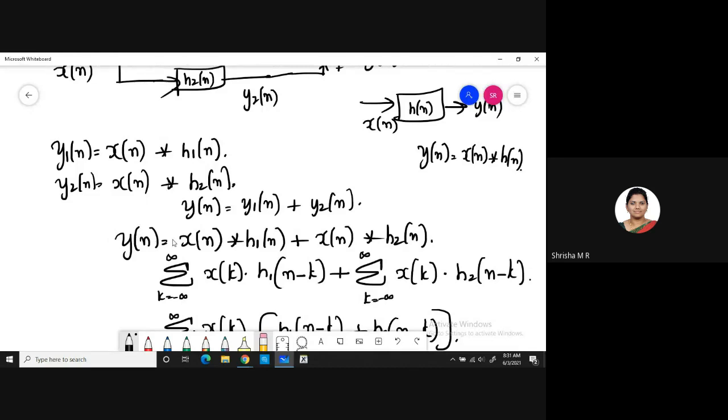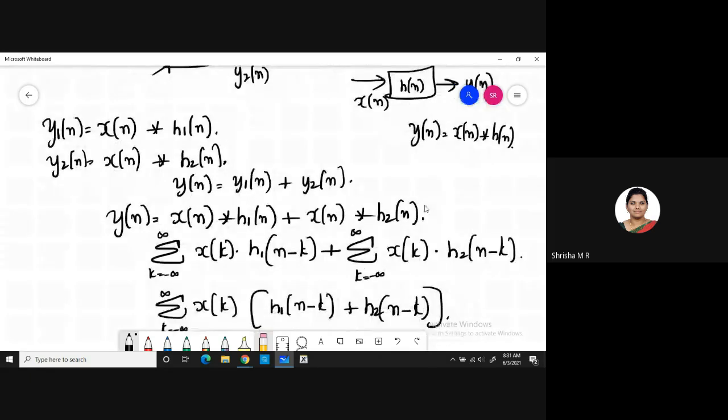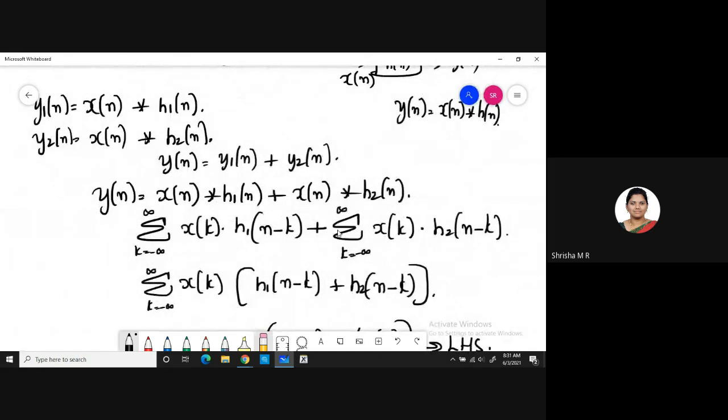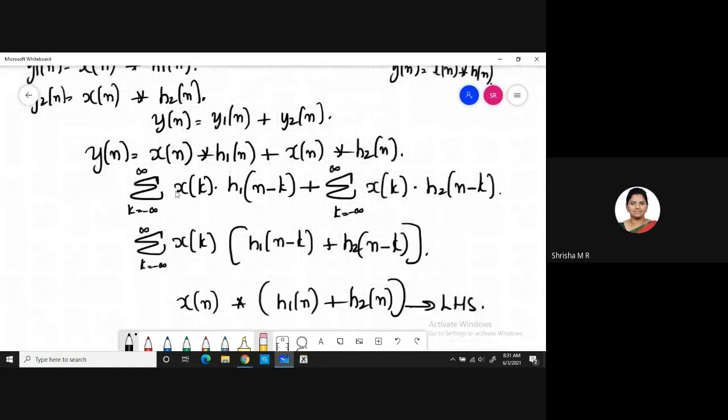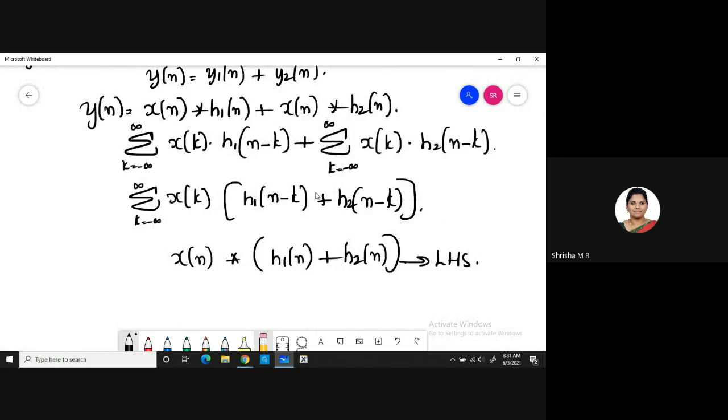So y of n is equal to x of n convolved with h1 of n plus x of n convolved with h2 of n. Write both of them in terms of the convolution sum. Then take the common terms. What is common? The summation is common and x of k is common. Take them common and write h1 of n minus k plus h2 of n minus k. So which is nothing but our LHS, x of n convolved with h1 of n plus h2 of n.